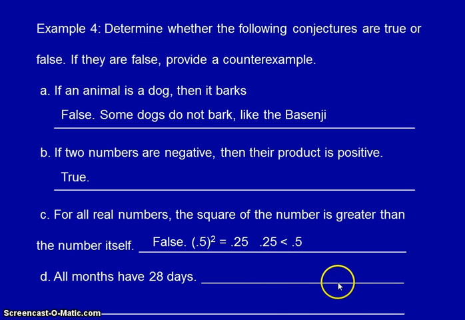D. All months have 28 days. Is it true? Do they all have 28 days? Of course they do. Now, if this said all months have just 28 days, it would be false. But this one says all months have 28 days, so that is true.